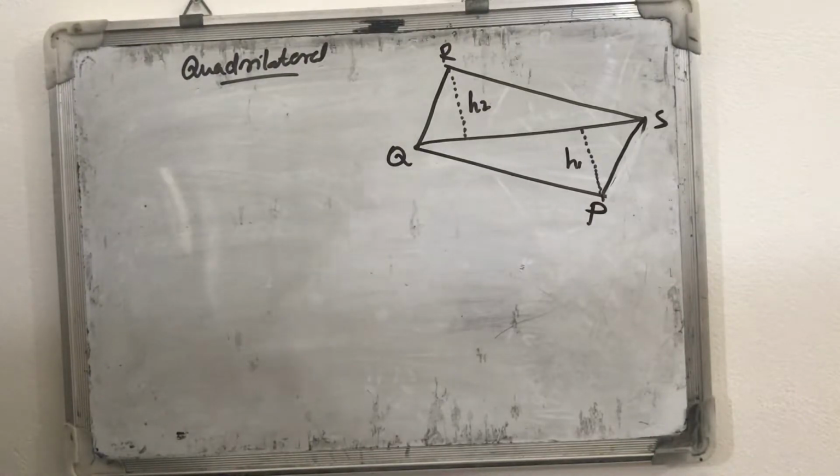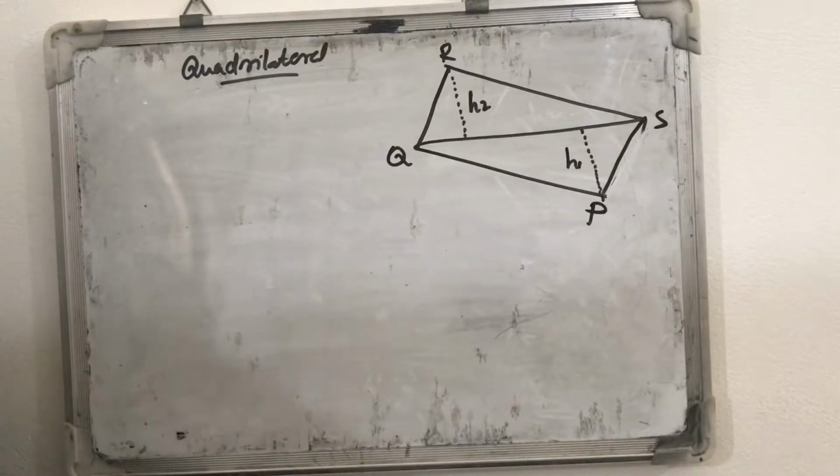Okay, we already learned the equation for the area of a trapezium. What is that? Area of a trapezium is half into h into a plus b, or h into a plus b by 2. Here a and b are the lengths of the parallel sides and h is the distance between those two parallel sides. That all of you remember.